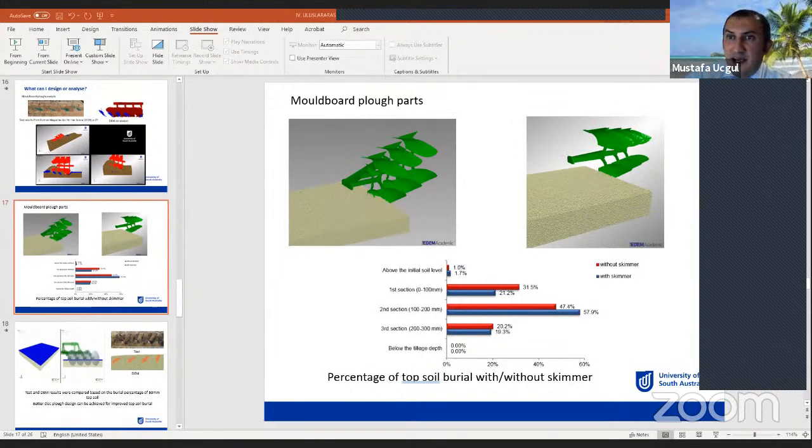Furthermore, we can analyze, for example, the skimmer of the moldboard plow. As you can see here, the topsoil burial is analyzed in this graph, and the blue one is a moldboard plow with a skimmer, so this small tool, and the red one is a moldboard plow without a skimmer. What happens here is basically the skimmer gives us better results. This is what we expect from the test results as well.